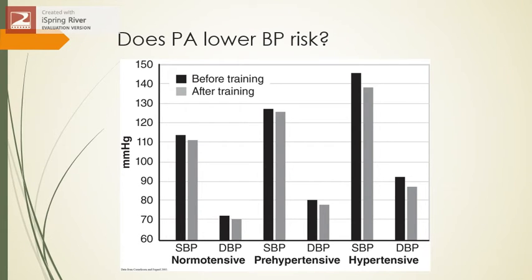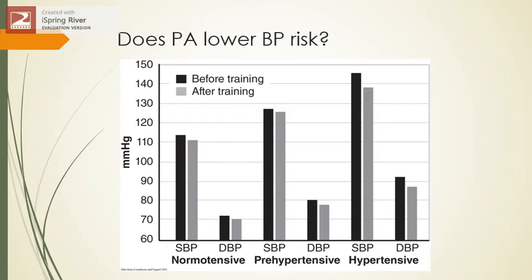This study is a little bit different. You see people broken down by normotensive here on the left. Normotensive means normal blood pressure. And then prehypertensive, again, their blood pressure would fall between 120 and 139, or 80 and 89 for diastolic. And then those who are actually classified as hypertensive. So if you look at the normotensive, before exercise training and after exercise training, there is not much difference. Same with diastolic. Prehypertensive, same thing. Very little difference before and after exercise training, although there is a decrease.